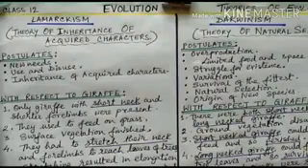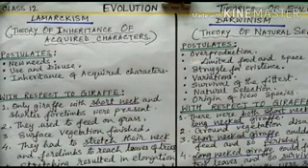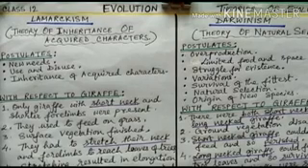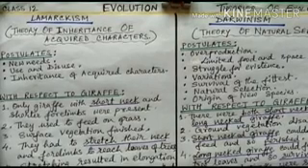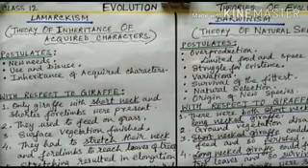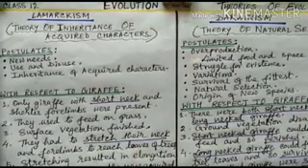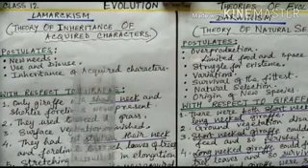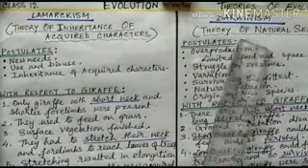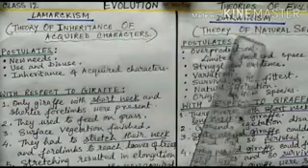Class 12. Today we will discuss the second part of the chapter, evolution. What is evolution? Evolution is the slow, gradual and irreversible change from the simplest form of living organism to the complex form. The term evolution was coined by Herbert Spencer. Today we will discuss the two most important theories of evolution, Lamarckism and Darwinism.